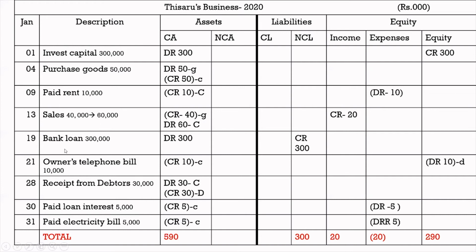Next one is taking a bank loan worth 300,000.